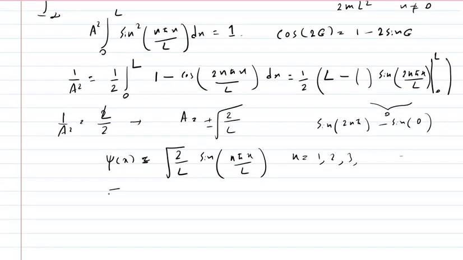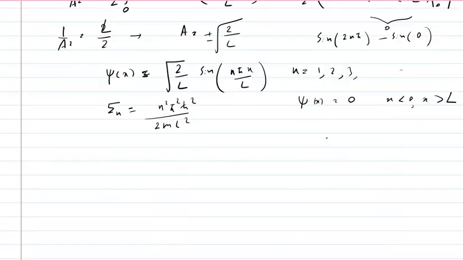And our energy solutions, or energy eigenvalues, will be n squared pi squared h bar squared over 2mL squared. The wave function will be 0 when x is less than 0 or x is greater than L. Now I am going to plot a few wave functions, actually the ground state solution and the first excited state solution, in the same potential well like this.